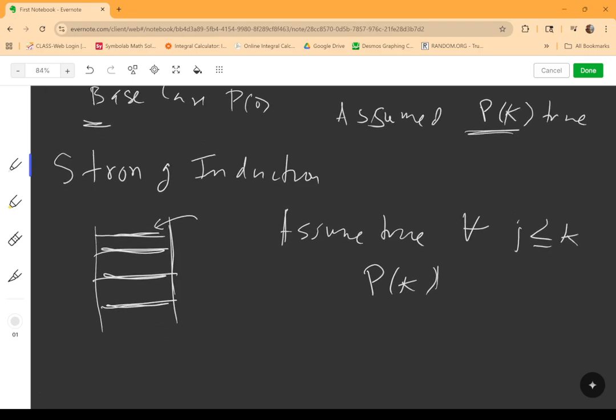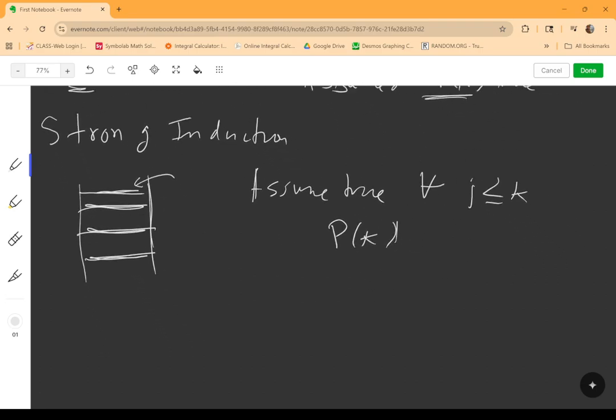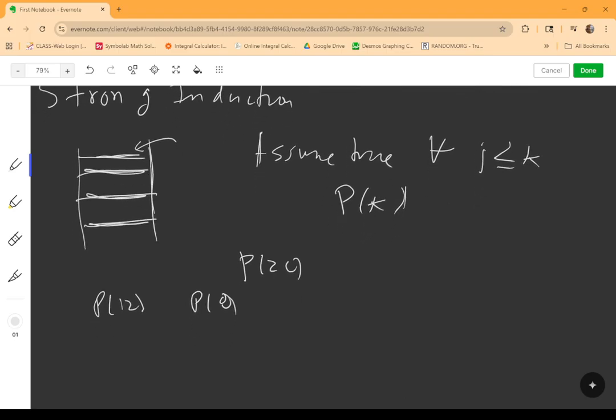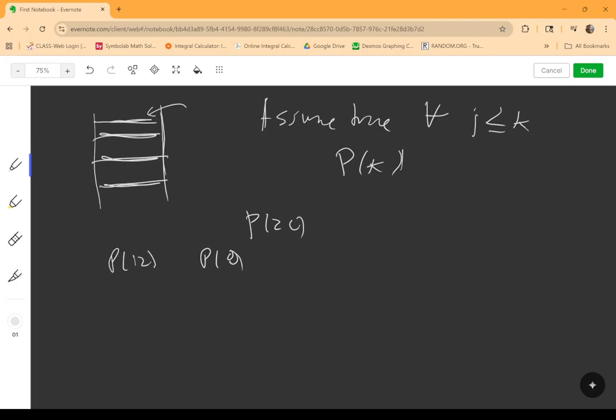Additionally, we can think of the ladder not necessarily as the next step, but if we wanted to get to step 20, and we knew p of 12 was true and p of 8 was true, then we can use those in combination to get us to step 20. So it doesn't necessarily have to be a jump by 1, as long as we know all the cases below that are true.